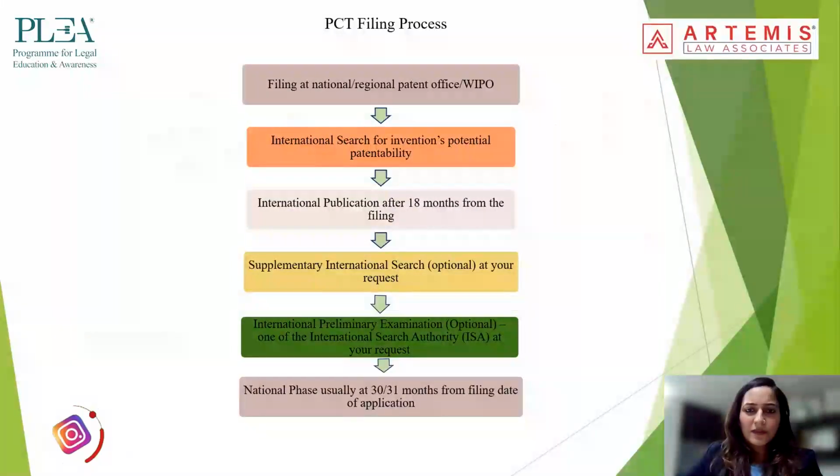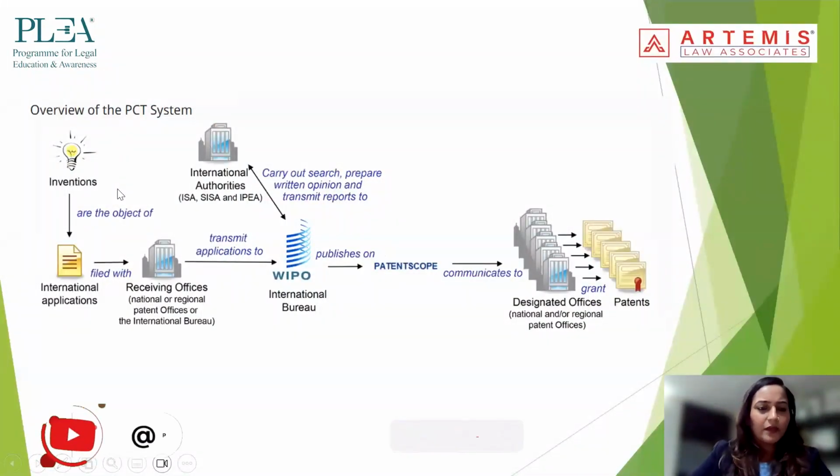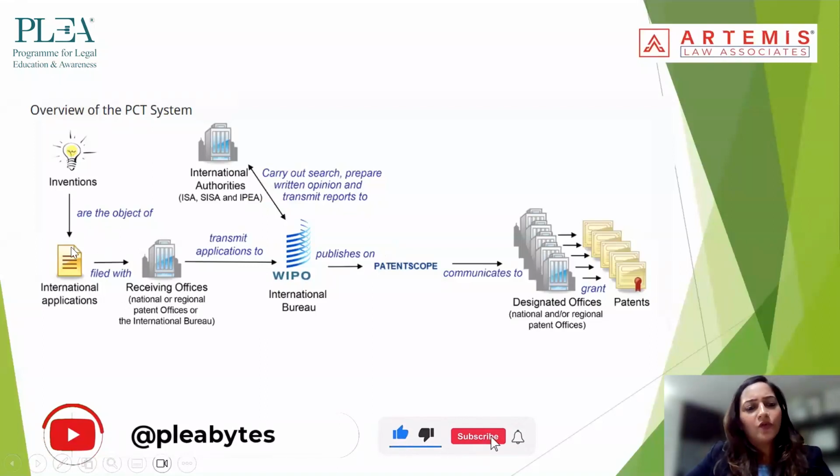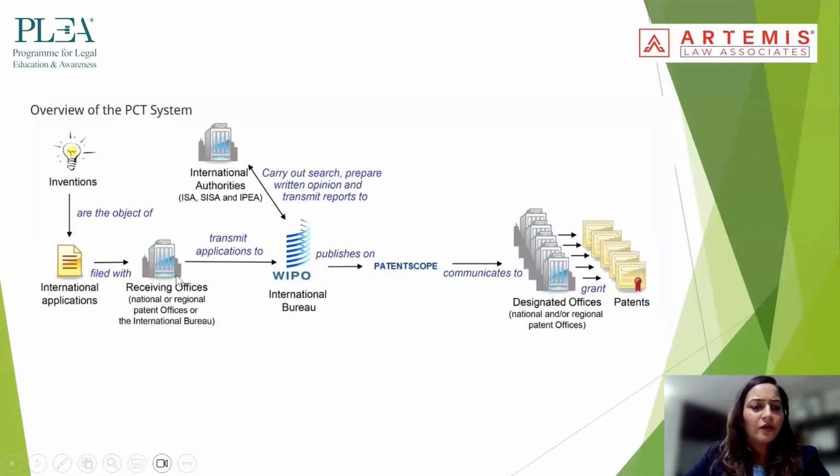So this is the same thing that I explained to you, in the format of a flowchart. This is an overview of the PCT system, wherein there's an invention and you want to file an international application, and how it is filed with the help of the PCT system. International applications are first filed with the receiving office. In this case, WIPO is a receiving office, located in Geneva. Basically, first you file in your home country, so in India you can file via the PCT route. Once you do all the documentation, it will give your application to WIPO, which is the International Bureau. Then they carry out the search, prepare the written opinion, and transmit the reports.